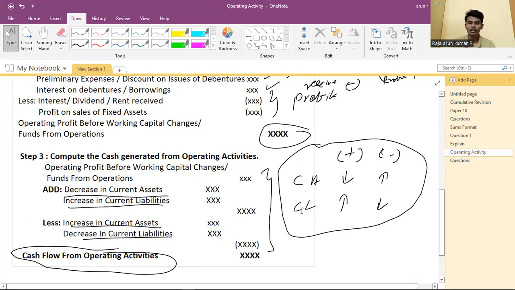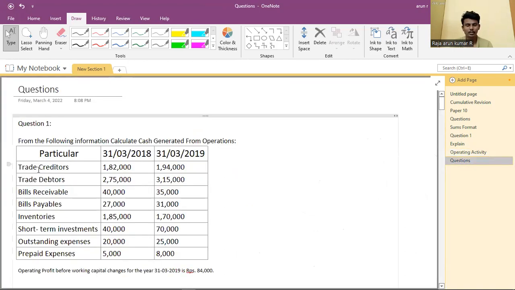In the working capital, current asset, current liability. What are the current asset, current liability? Here we go to the sum, you can understand. Trade creditor means current liability. Trade debtor means current asset. Bills receivable, current asset. Bills payable, current liability. And then inventories, current asset. Short-term investment, current asset. Outstanding expenses, current liability. Prepaid expenses, current asset.